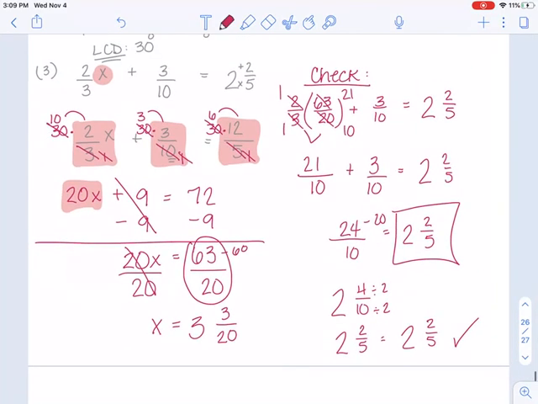So the main step here is to find your least common denominator. Again, you multiply each and every term by the least common denominator because it will cancel all of your denominators and give you a regular equation like you're used to.